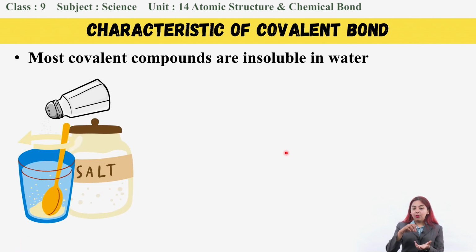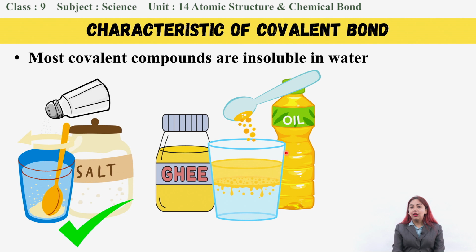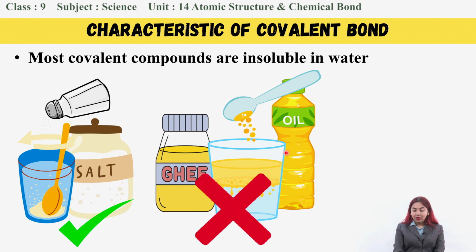When we pour some salt in water and stir it, does it dissolve or not? Yes, it does, because it is an electrovalent compound. That's why it is soluble in water. But the covalent compounds like ghee and oil, if you take a spoonful of ghee and oil and pour it in water and try to stir it, does it dissolve? No, it does not, because these are covalent compounds and they are insoluble in water.